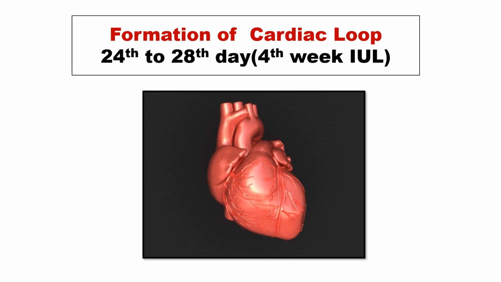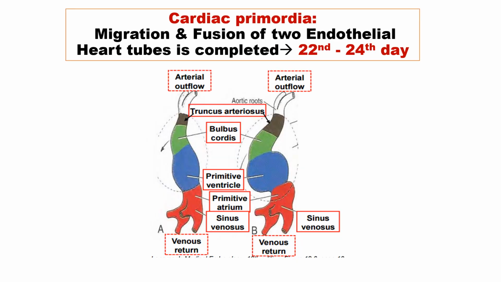Coming to the formation of the cardiac loop, which occurs around the 24th to 28th day of intrauterine life. The heart primordia migrate to the thoracic region, followed by the fusion of the two endocardial heart tubes, which is completed by the 22nd to 24th day. The cranial end represents the arterial outflow. The caudal end represents the venous return or the venous inflow tract.